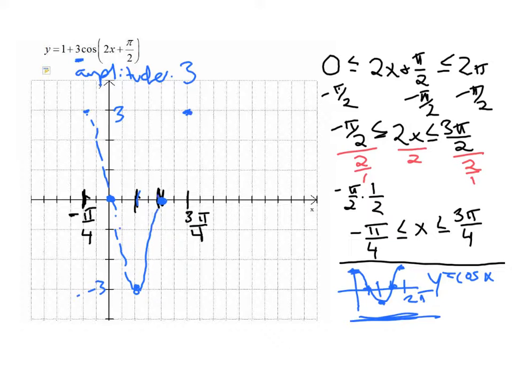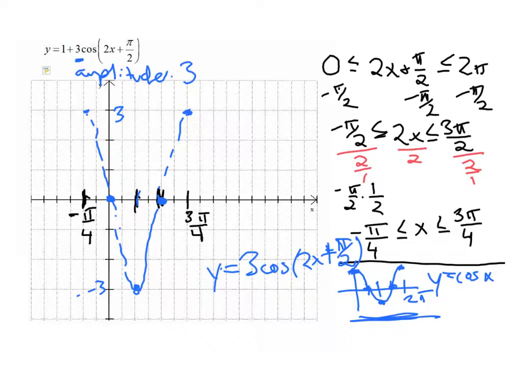I meant for it to be dotted. Let me just clearly label. What I graphed there is 3 cosine of 2x plus pi over 2. I need to get better at writing with this thing, I know.